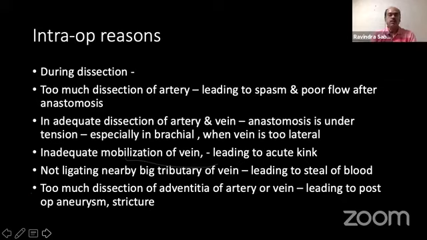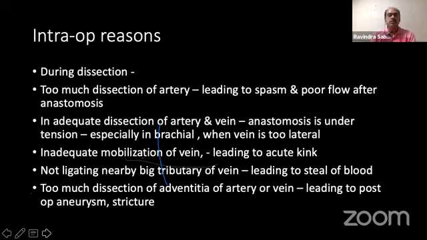If you do too much dissection, which is not required, then the artery can go into spasm. Too much dissection of the vein and too much fine dissection of the adventitia of the vein can eventually cause damage and eventually can result into a post-operative thrombus formation or a long-term stenosis. So that is very important. Inadequate dissection of the artery also is very important. You should not do too much dissection, but you should not do inadequate dissection either, because if you don't dissect it properly, just a little bit of dissection, then the anastomosis can come under tension.